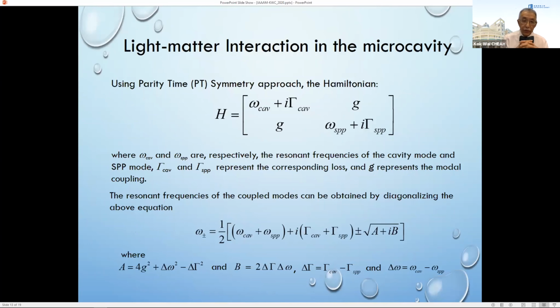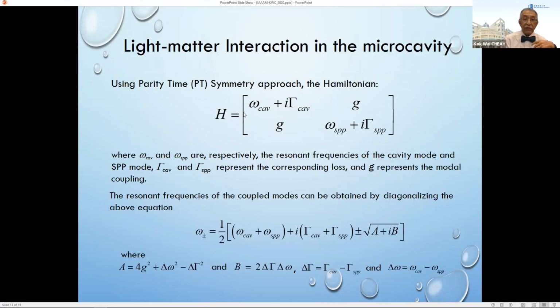So we move to looking at the theoretical side, how we can look at that and try to explain it. We use a similar Hamiltonian, based in fact on the parity-time symmetry approach. Here, omega is the resonant frequency of the cavity and the SPP. Gamma is the loss of the cavity and the SPP, and G is the mode coupling itself.